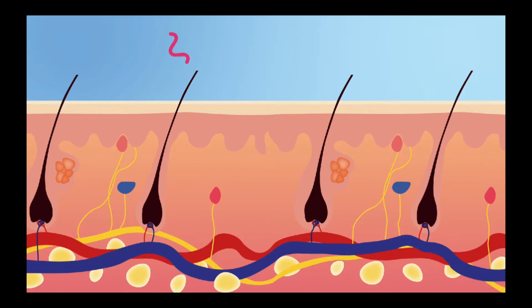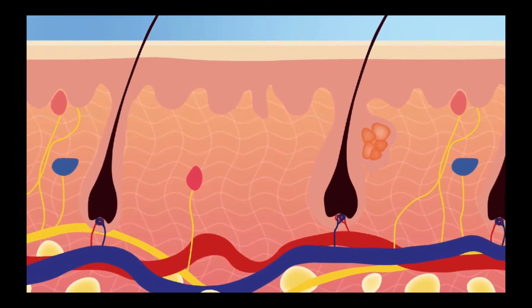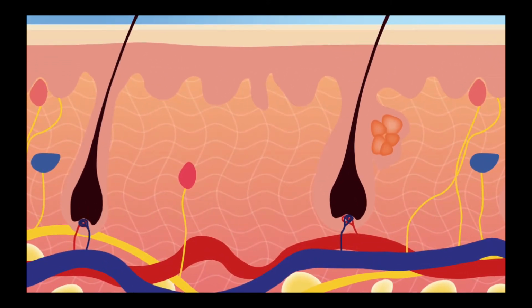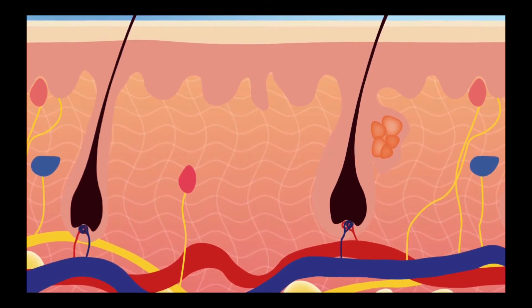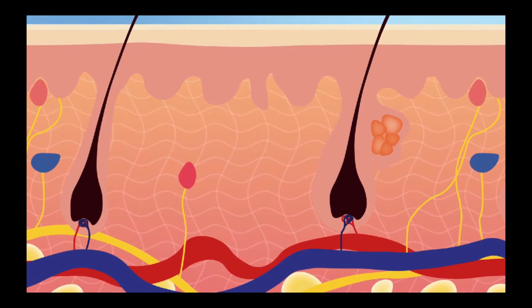UVA is able to infiltrate down to the deep layer of the skin, called the dermis. The dermis has a scaffolding of molecules such as collagen that makes your skin elastic. When you pull on your skin, it is this scaffolding that helps your skin spring back. UVA damages this collagen scaffolding. This makes your skin more prone to wrinkling and sagging.